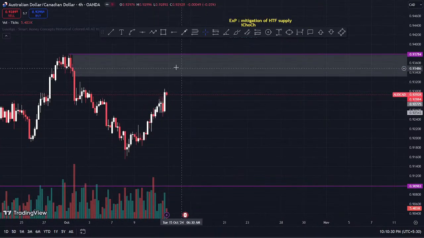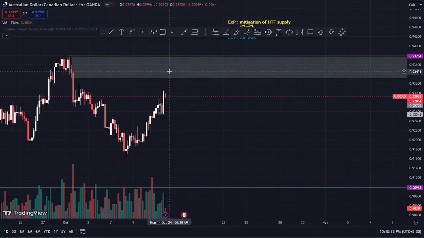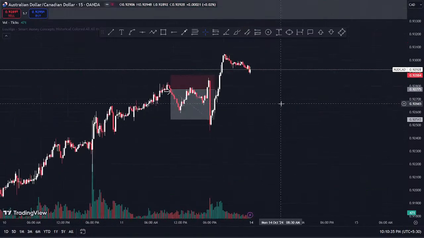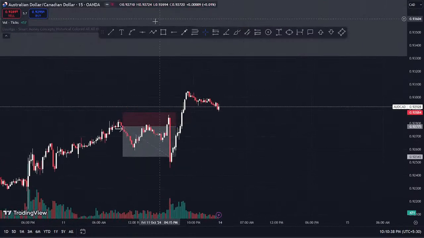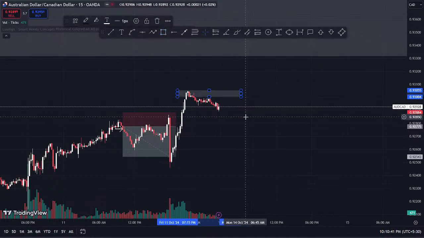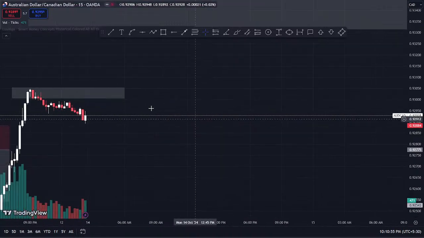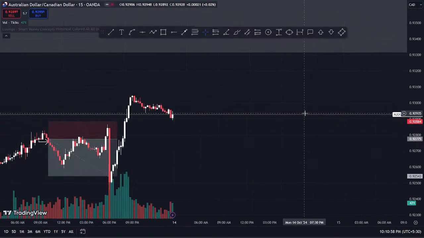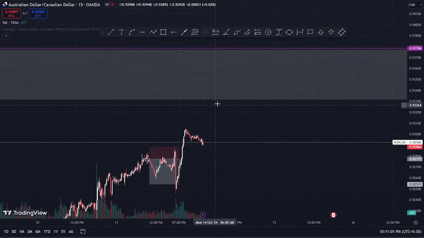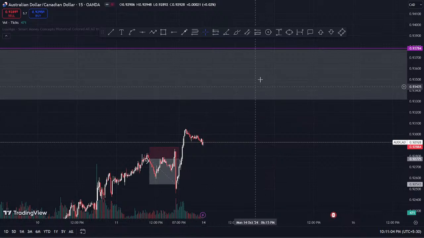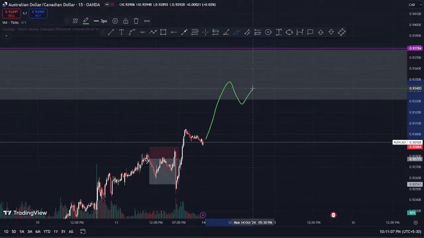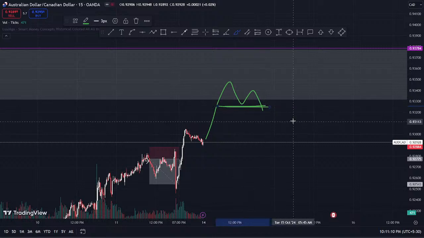it's called a swing range. Okay, when it mitigates this thing, we need an internal change of character in the 15-minute time frame at least, because this thing will be easily absorbed. Okay, so we have to wait for more confirmations for the price to move in our direction.